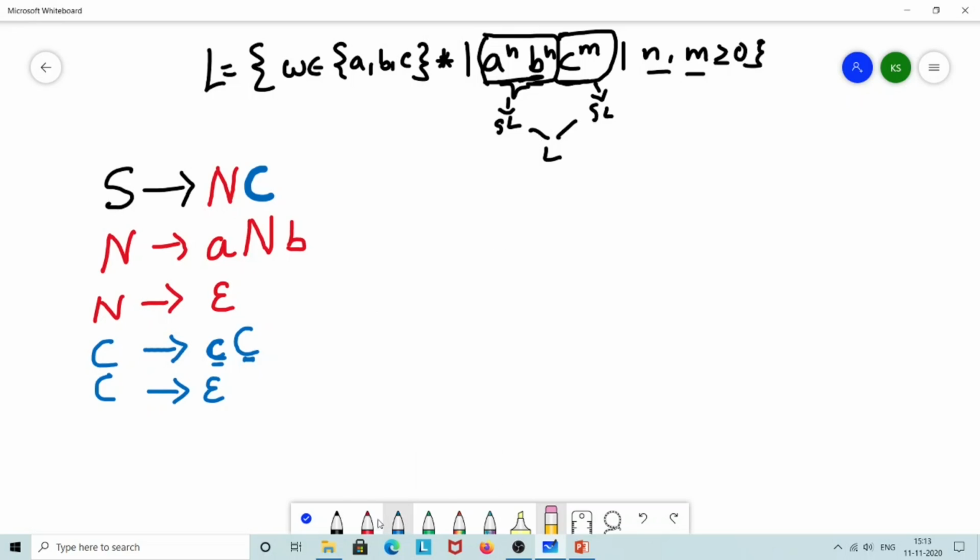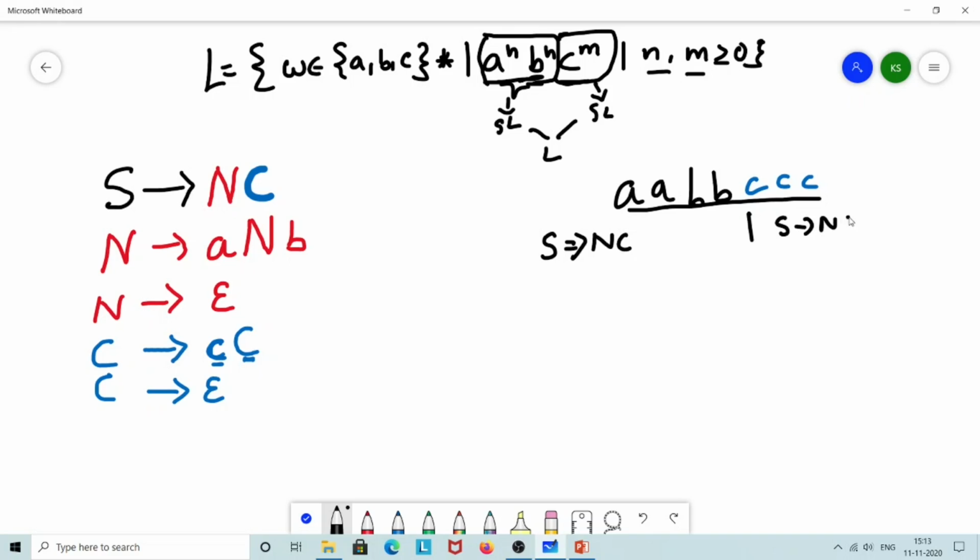Now let us see whether it will be able to generate a valid string. I'll take 2 A's followed by 2 B's, and some number of C's, say 3 C's. Will my grammar be able to generate this? Let's check. The first rule I apply, obviously, is S gives N C, right? Now I'm trying to derive this string. I'm keeping C as it is.